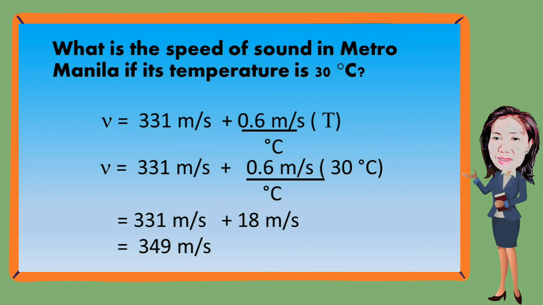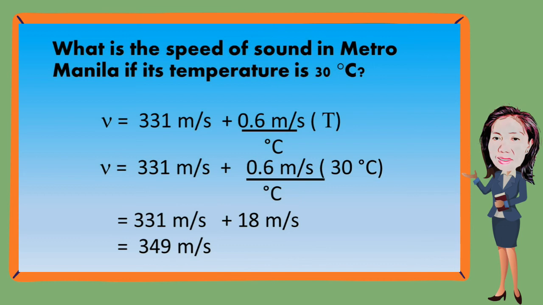30 times 0.6. The answer is 18 meter per second. Cancel this degree Celsius and degree Celsius, so what is left now is meter per second. So when we multiply 30 times 0.6, what's the answer? 18. Oh. So this answer of 30 times 0.6, we add to 331. What's the answer?